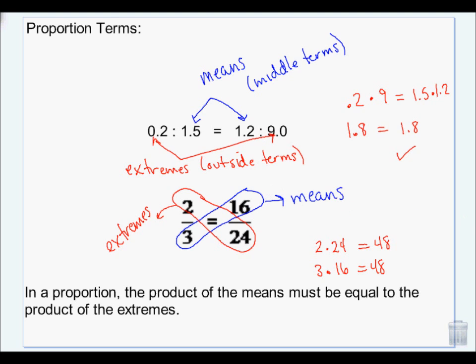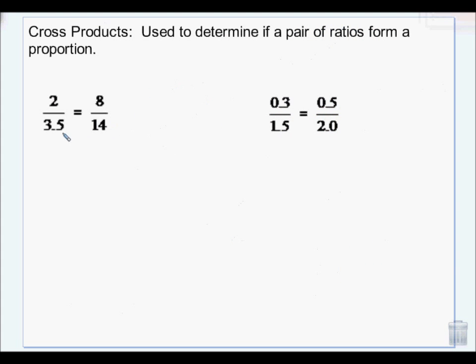Now I'm going to determine, are these equivalent? Do they form a proportion or not? What you want to do is put a little question mark over the equal sign, because we don't actually know if they're equal or not. I just don't have the ability to type that. So we're asking, is this equal to this? I'm going to do 2 times 14 and 3.5 times 8.